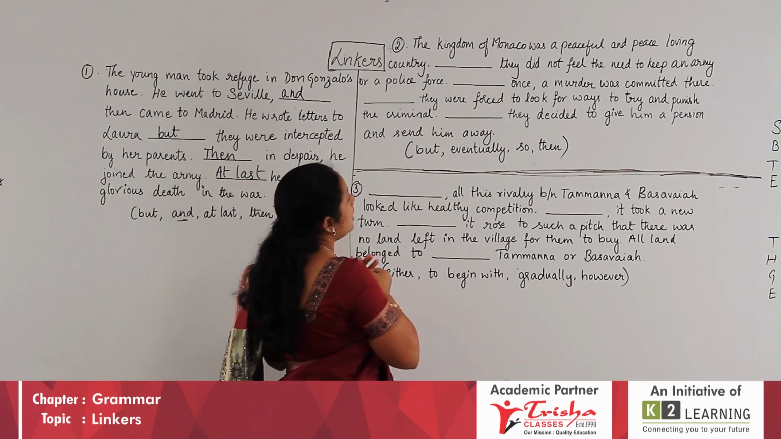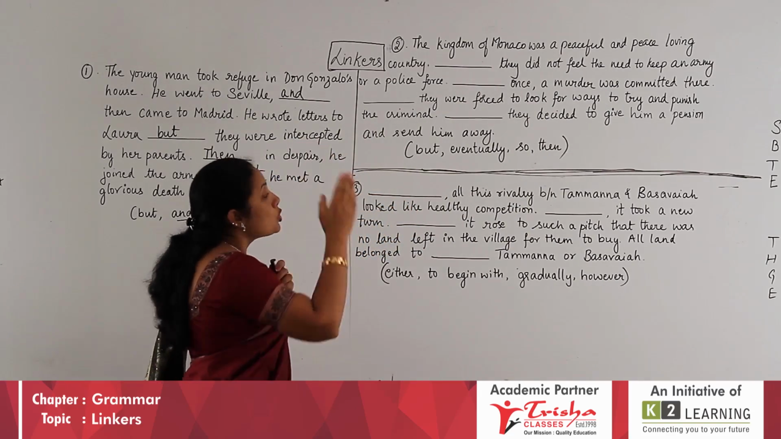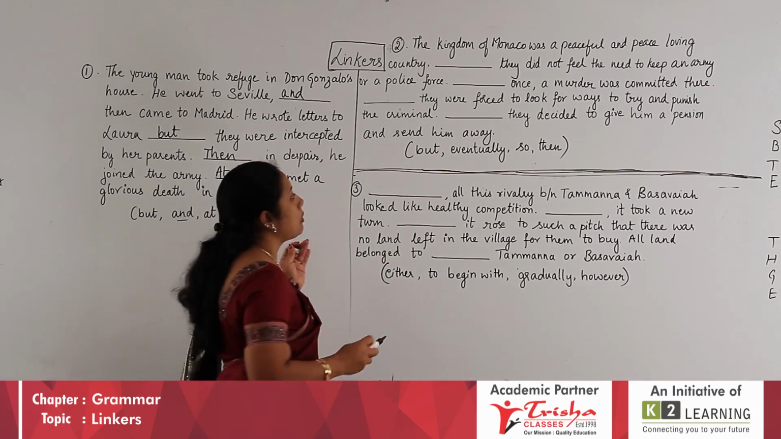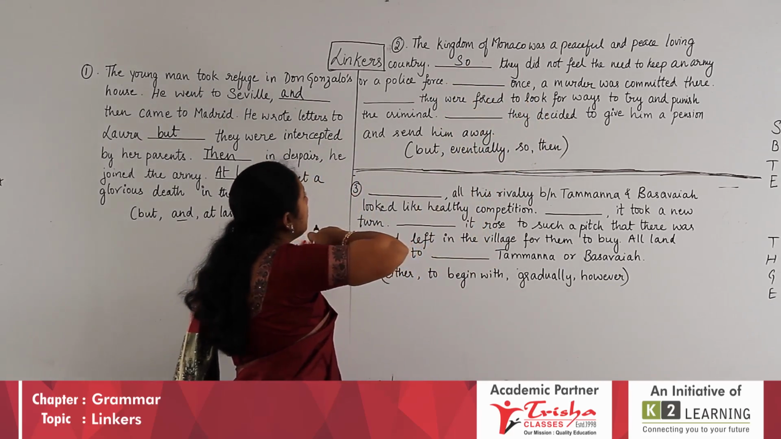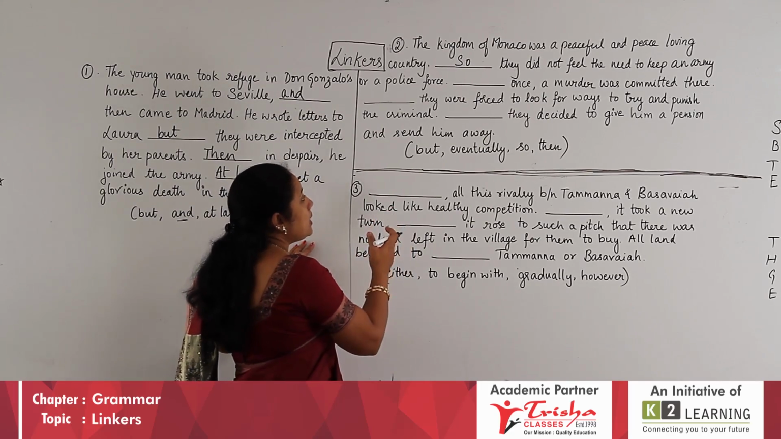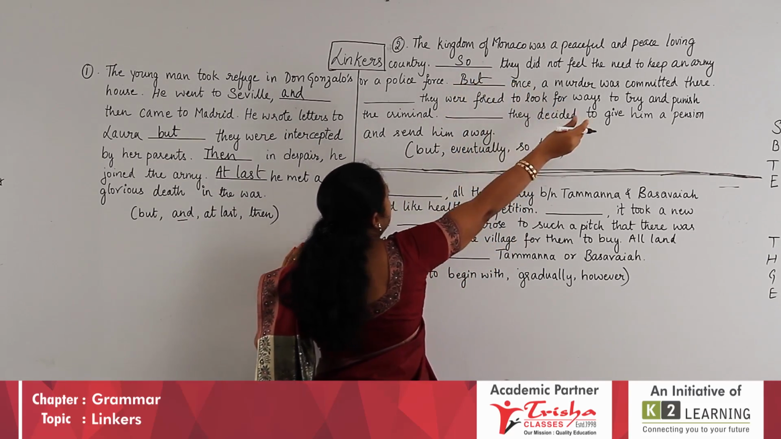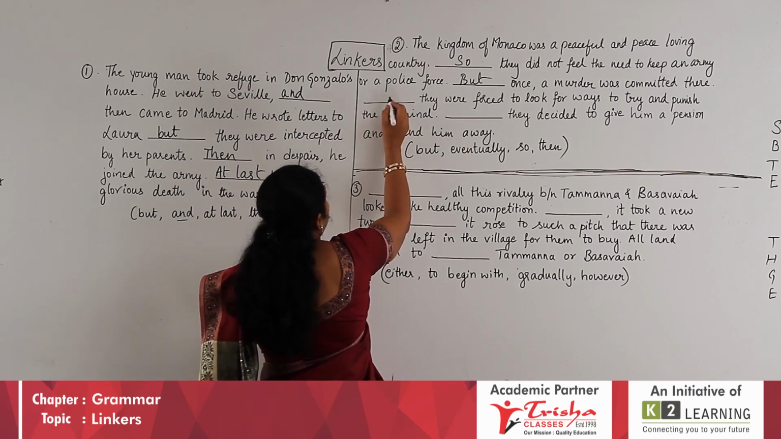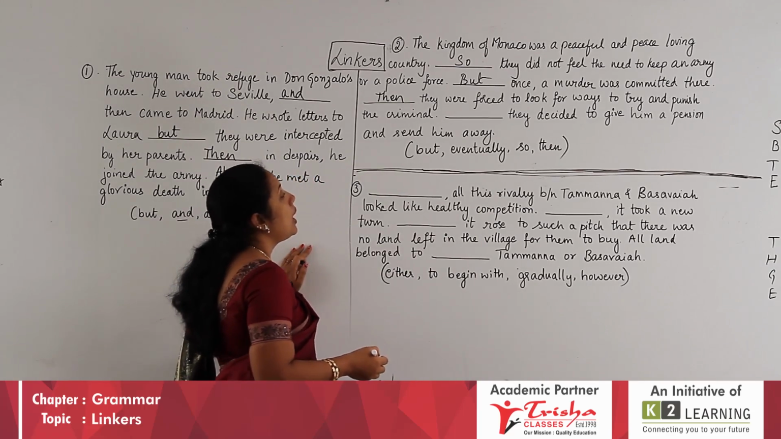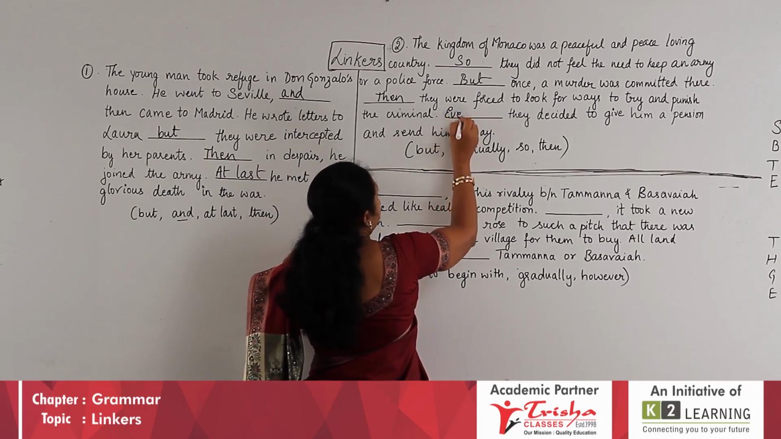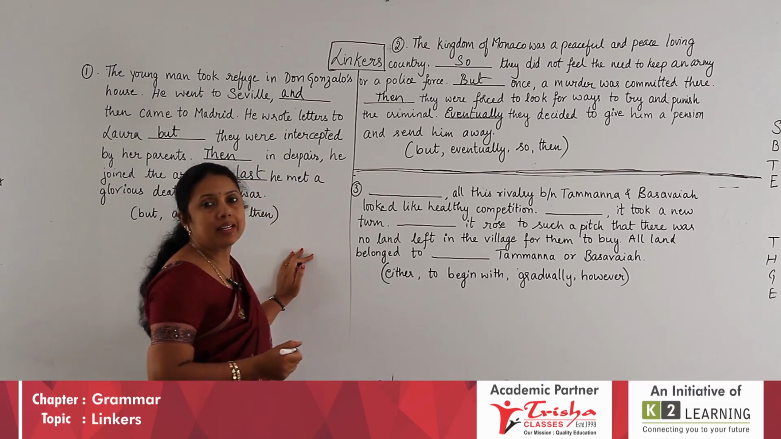Okay, so what should I be doing now? First one, the kingdom of Monaco was a peaceful and peace-loving country. So they did not feel the need to keep an army or a police force. So that will be the first answer. Then dash once, but once, not then once. So it is but once there was a murder committed, and later on it will be then they were forced to look for ways to try and punish the criminal. Eventually they decided to give him a pension and send him away.